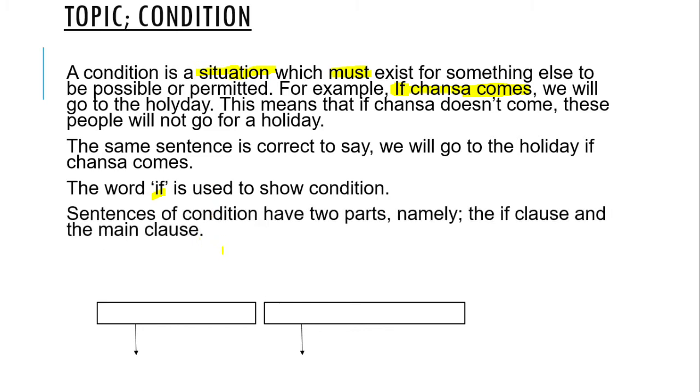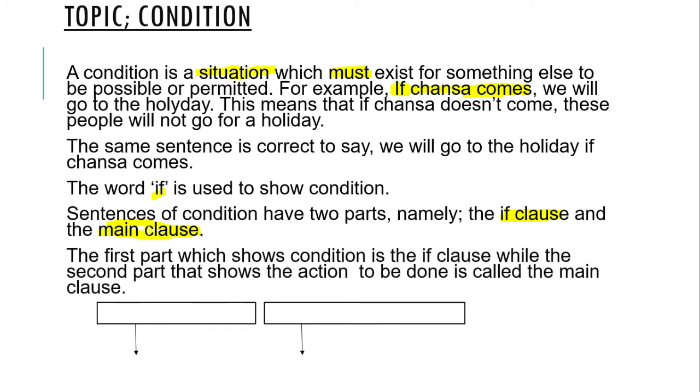Sentences of condition have two parts. According to what you have been observing here, the sentences of condition have two parts. These two parts are called the if clause and the main clause. Very good. So, we would like to know what these parts are.